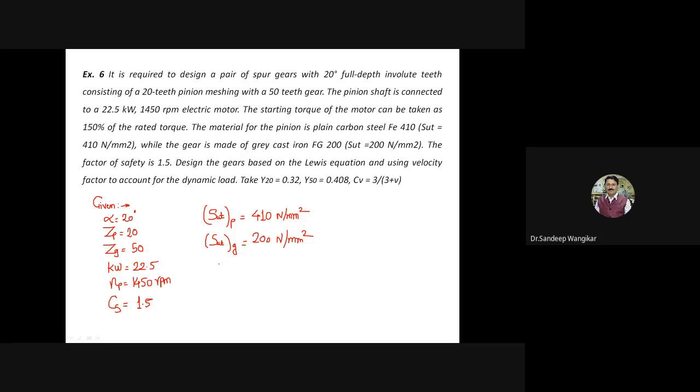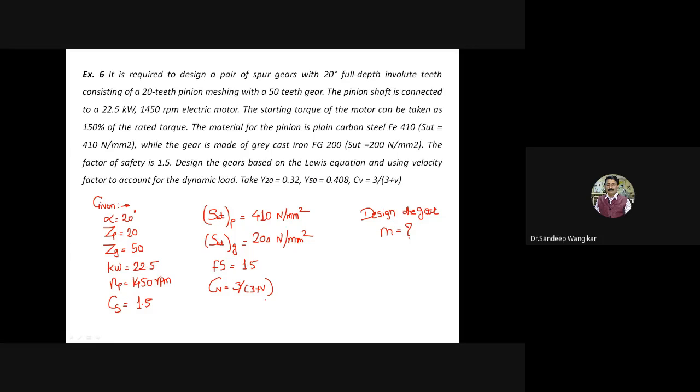Okay. The factor of safety is 1.5, FS is given as 1.5. We have to design the gear based on the Lewis equation. So here BHN is not given. It is a clear-cut task. What is required? Design the gear. Means what? We will calculate module based on the Lewis equation and using velocity factor to account for the dynamic load. CV is given as 3 upon 3 plus V. Velocity is not given. If required, we will assume the velocity as 5 meters per second.